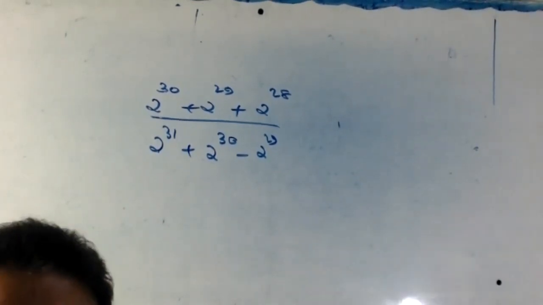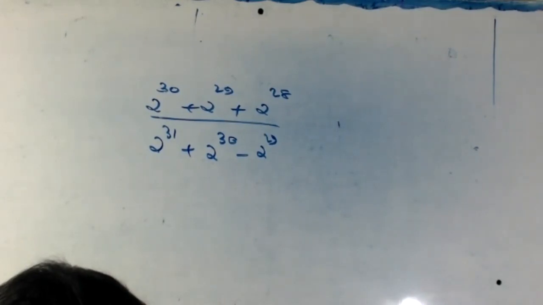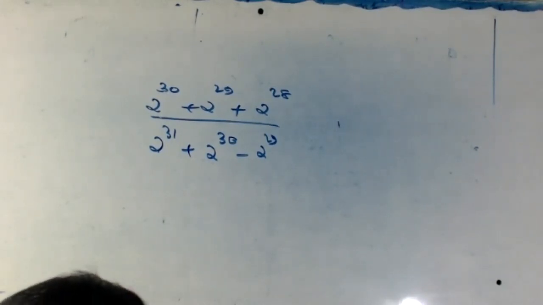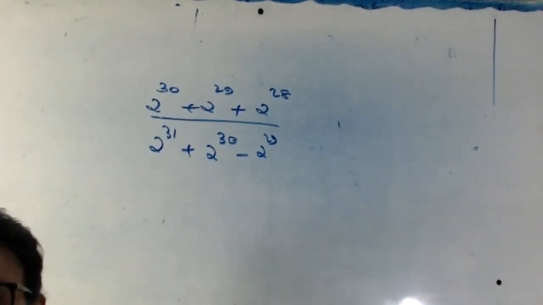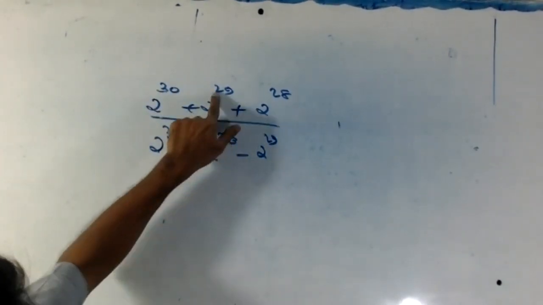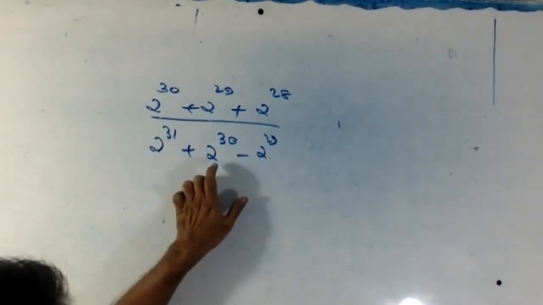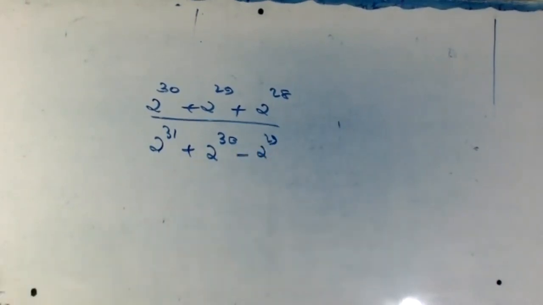Karan, wrong. 1 by 2, wrong. Anyway, I'll do this, but just try first. Question: 2 raised to 30 plus 2 raised to 29 plus 2 raised to 28, divided by 2 raised to 31 plus 2 raised to 30 minus 2 raised to 29.